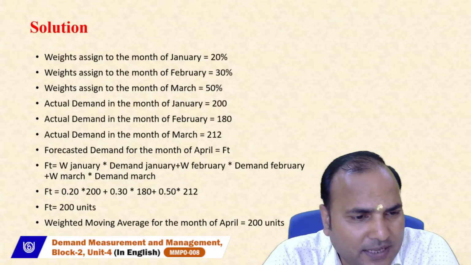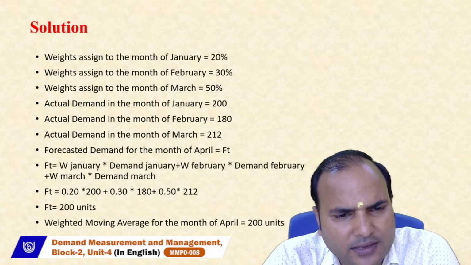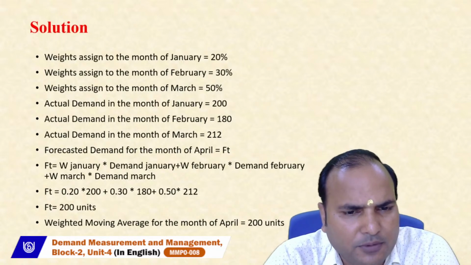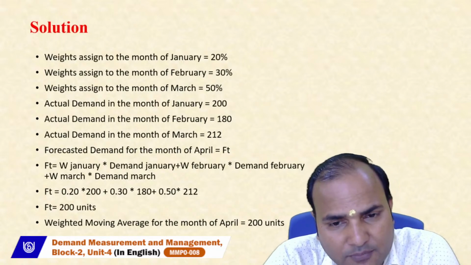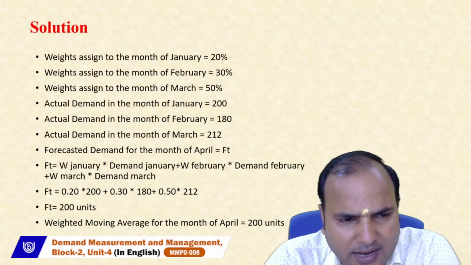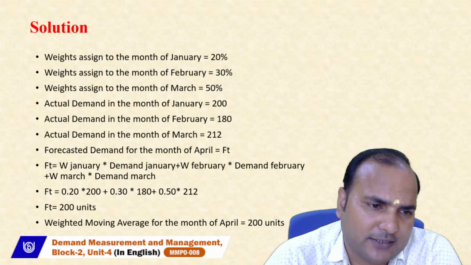Suppose the symbol is FT. How can we calculate the forecasted demand for the month of April? Now, the weight assigned for January times the actual demand of January, plus the weight assigned for February times the actual demand for February, plus the weight assigned to the month of March times the actual demand in the month of March.